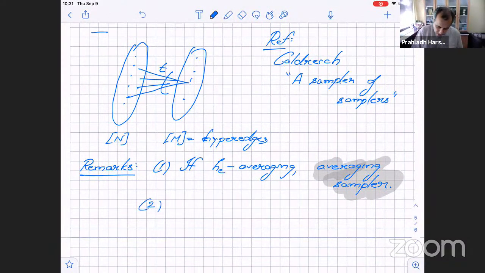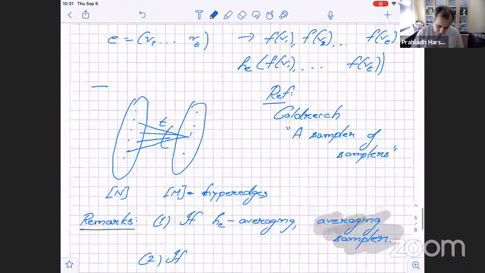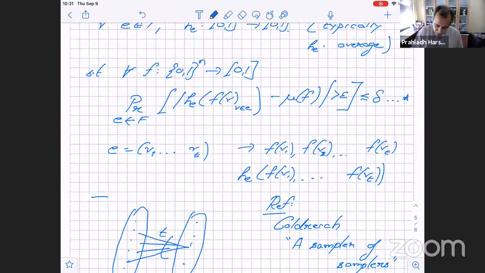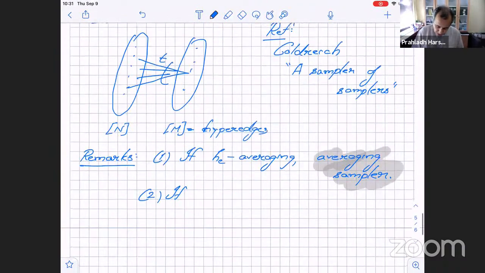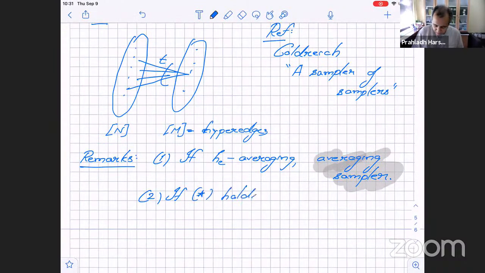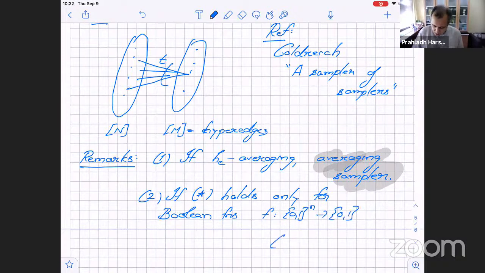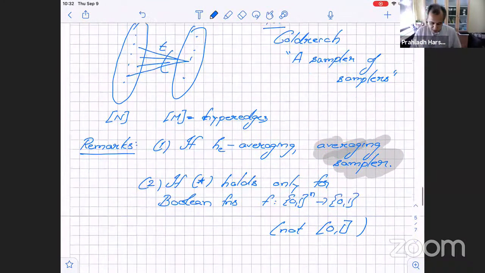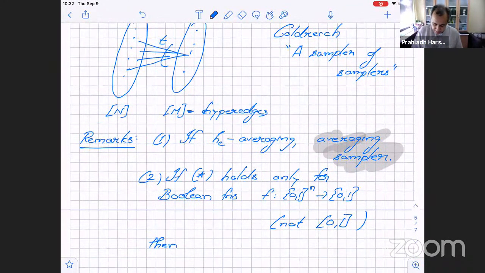Second, this is the condition, star. If star holds only for Boolean functions, that is f going from {0,1}^n to {0,1}, not the entire interval [0,1], where the range is just 2 points, then we'll refer to it as a Boolean sampler.